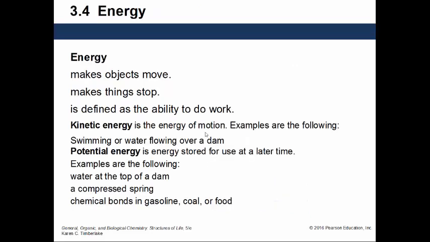All right, next we'll move on to energy. Now, energy is what helps make objects move, makes things stop, and has a formal definition of the ability to do work. And there are different types of energy. One is kinetic and one is potential. Kinetic energy is the energy of motion. Kinetics is always a reference to things moving. Water moving or a car moving. Anything that has any kind of motion has kinetic energy.